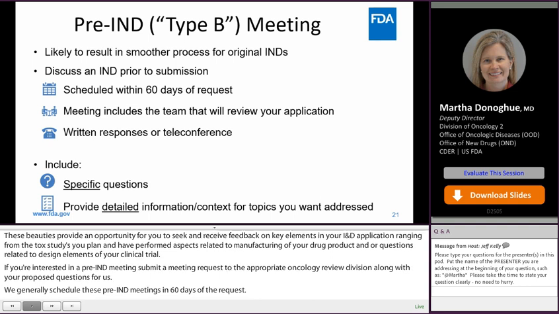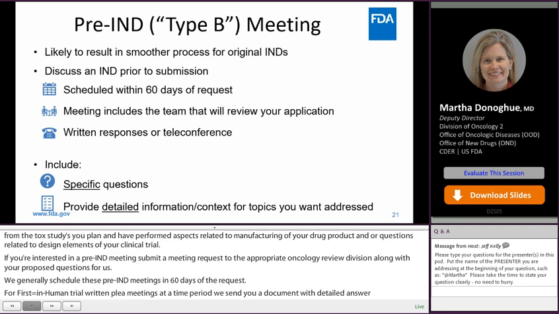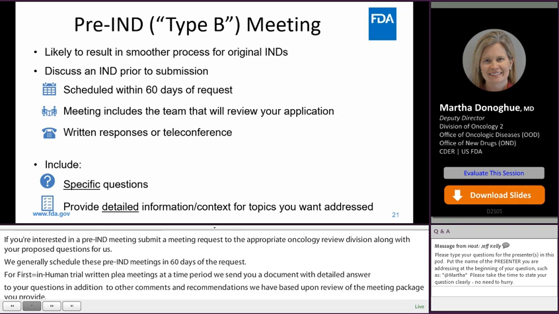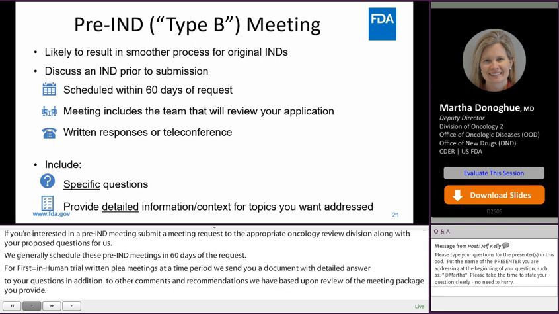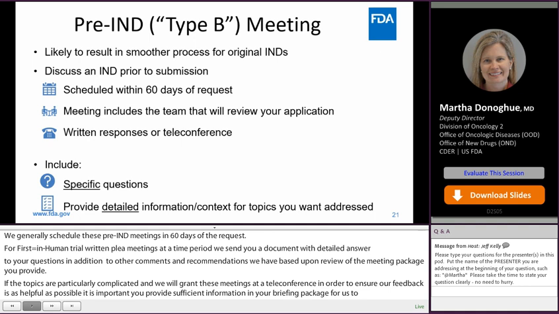If the topics are particularly complicated, then we will grant these meetings as teleconferences. In order to ensure that our feedback is as helpful as possible, it is important that you provide sufficient information in your briefing package for us to answer your questions. For example, if there are questions regarding the trial design, a detailed protocol synopsis or the draft protocol itself should be included in the meeting package. Additionally, the question should be as specific as possible, not merely, do you agree with our study?